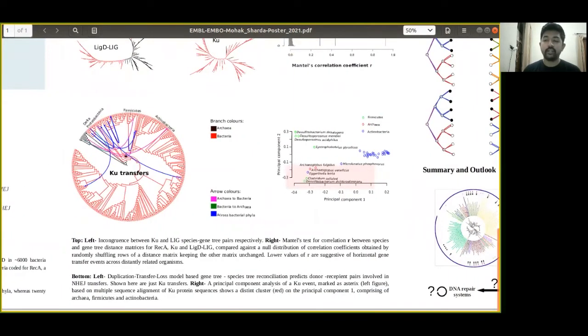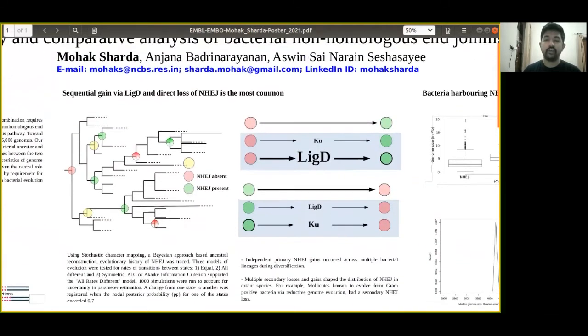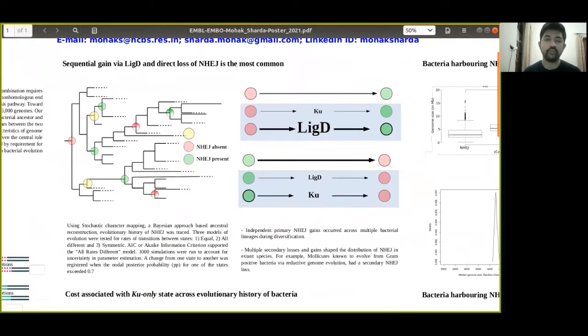Now, given this pattern, we then asked what evolutionary history could have shaped such a distribution. So for that, we looked at 2 components. The first component that we looked at was the vertical gene transfer component. And what we find is that most likely the eubacterial ancestor was devoid of NHEJ. It was in fact gained multiple times across different lineages independently.